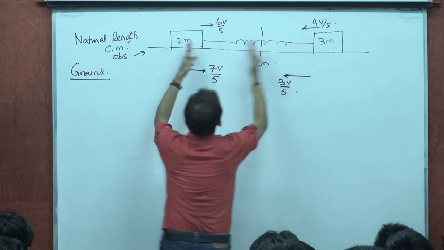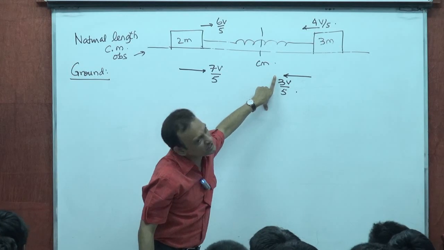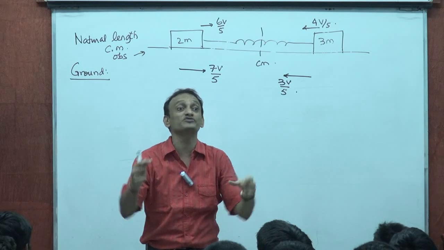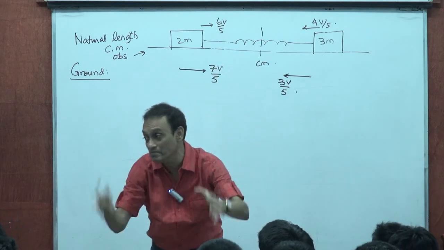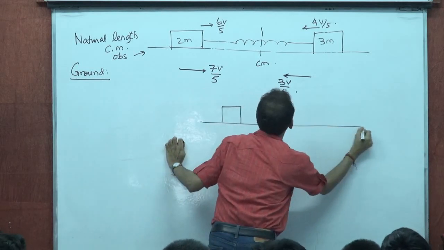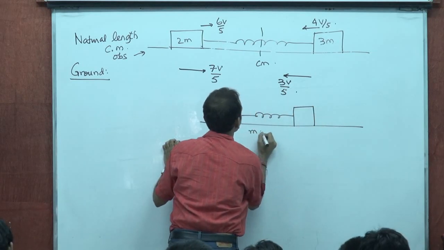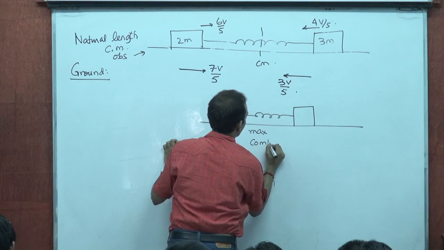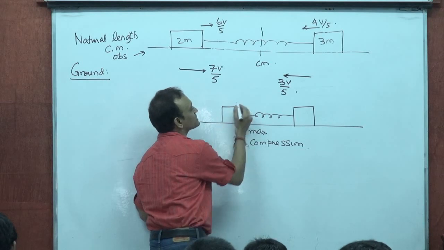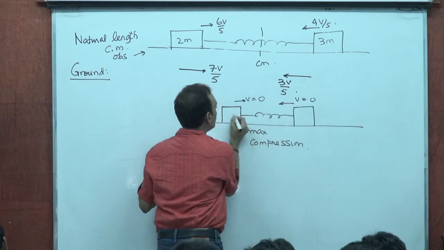While the spring compresses, the spring force will kill this velocity, will also kill this velocity in the center of mass frame. Right? In a state of maximum compression, the velocities of the two masses will simultaneously become 0 in the center of mass frame.